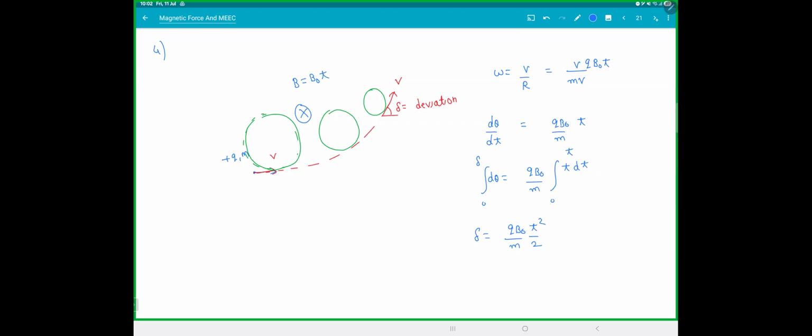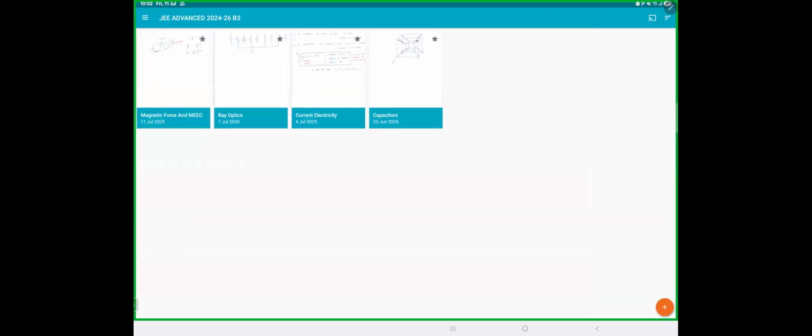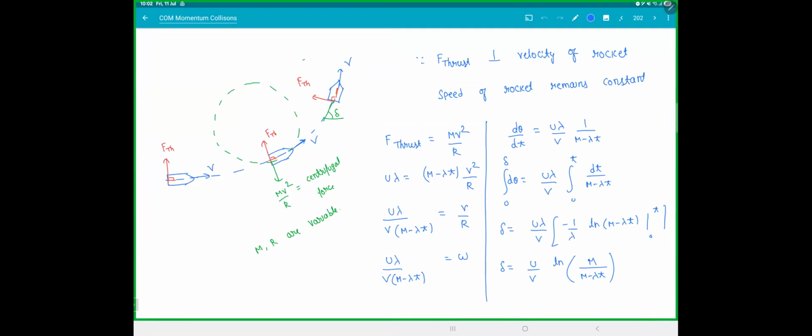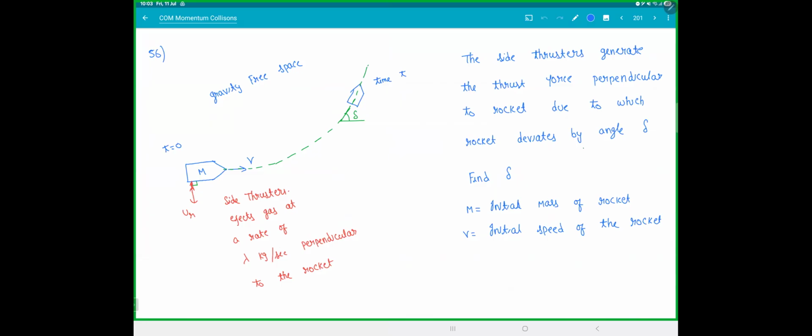You know where you have seen this before? Anyone remembers? Anyone remembers this problem? Variable mass system. The rocket's thrusters are perpendicular to the rocket, and the rocket starts deviating. Find the angle of deviation as a function of time t. Does it ring a bell? I made up this problem using this magnetic field question. I got inspired and I made this up.